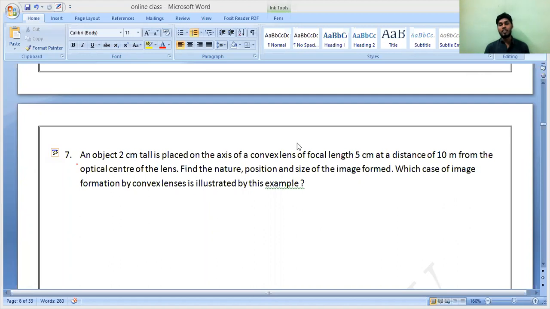Here in this question they are asking which case of image also. You should say the case also. That is the importance of it. From the first we are doing the same thing, correct? We are finding the case every time. So here also you can find the case. They are asking at last which case of image formation by convex lens is illustrated by this example. So directly you can say.